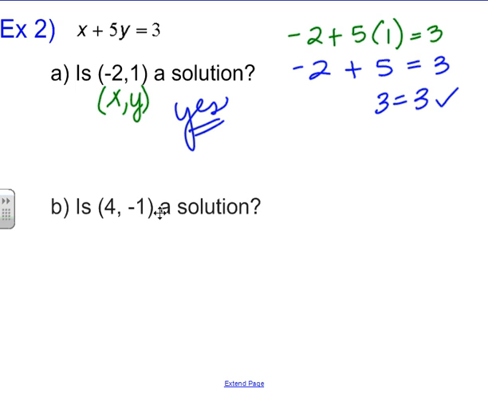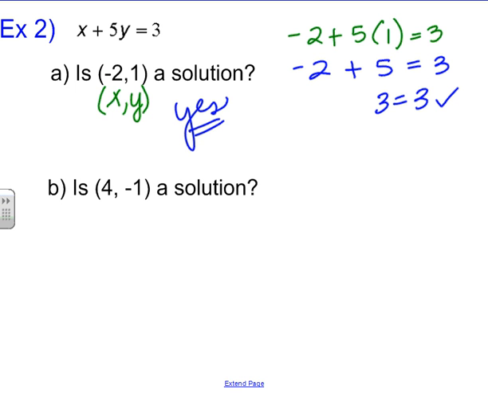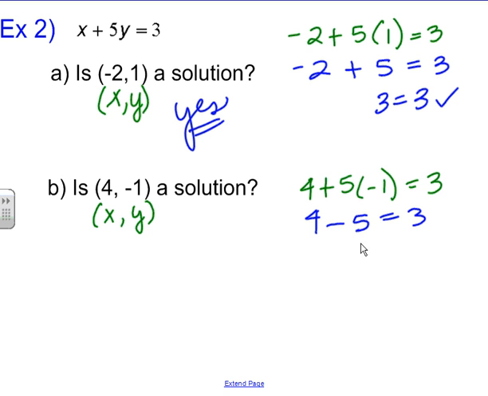This time let's use the point 4, negative 1 and find out if that is a solution. This is the x, this is the y, and we just replace. So we write 4 plus 5 times negative 1 equals 3. Following the order of operations, the 4 stays, 5 times negative 1 is negative 5, so 4 minus 5 is negative 1, and that equals 3? This is not equal. This is not going to work out, so this point's not on the line. It's not a solution.